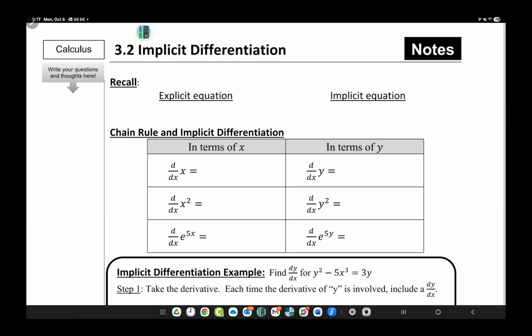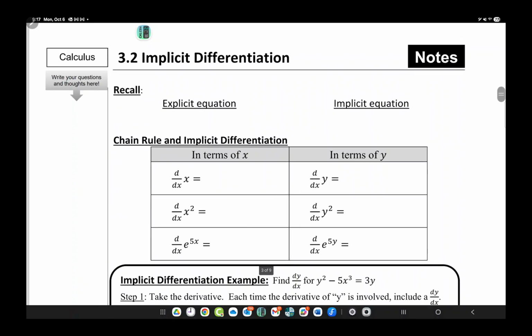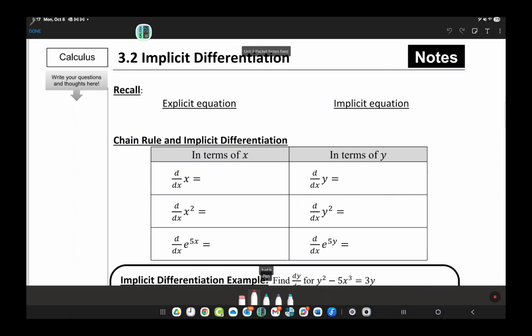Implicit differentiation. Now, we have a couple types of functions that we deal with. One being an explicit type of function, which is a function with only a single variable, where one variable is dependent on another. So, for example, your basic concept of that would be y equals 2x plus 5, or f of x is equal to x squared minus 2. Something pretty simple like that.